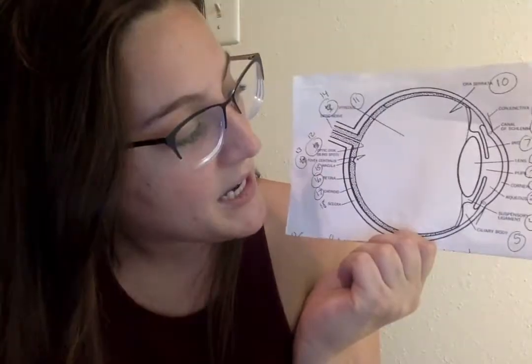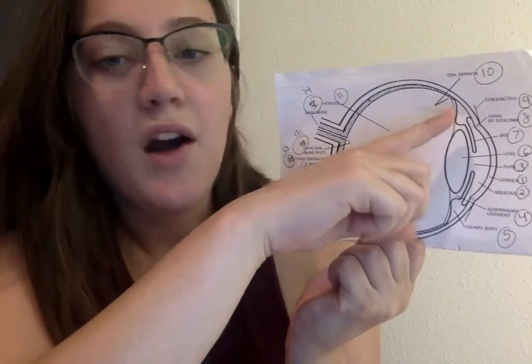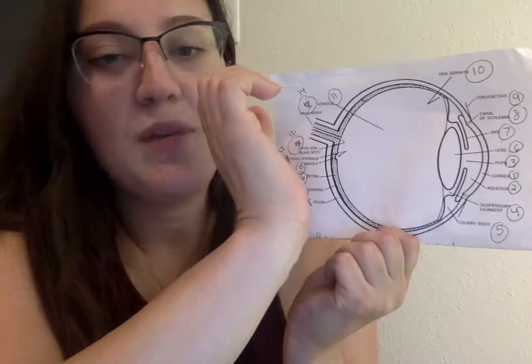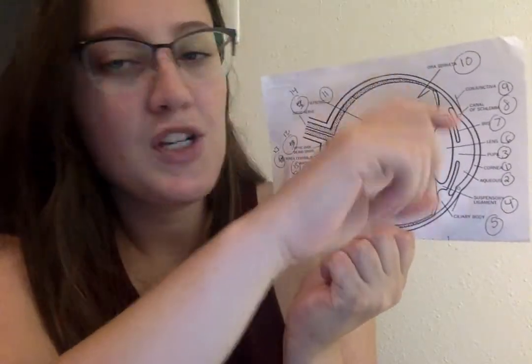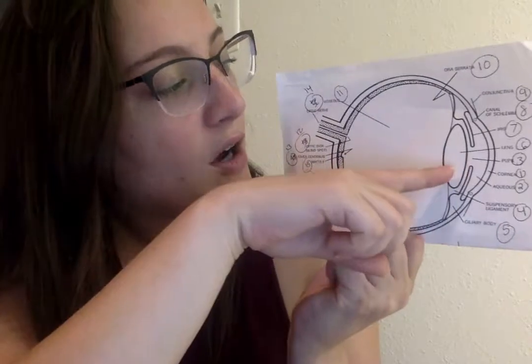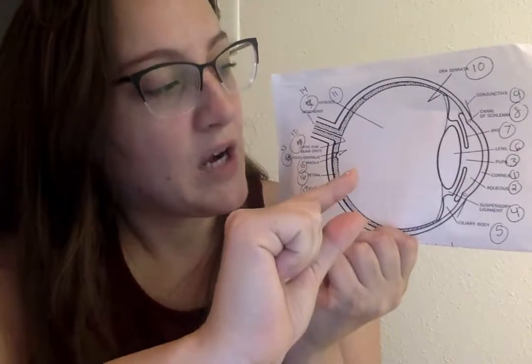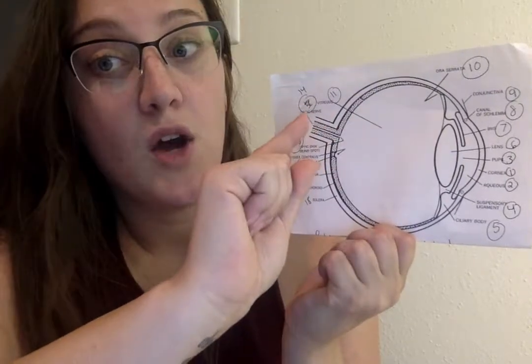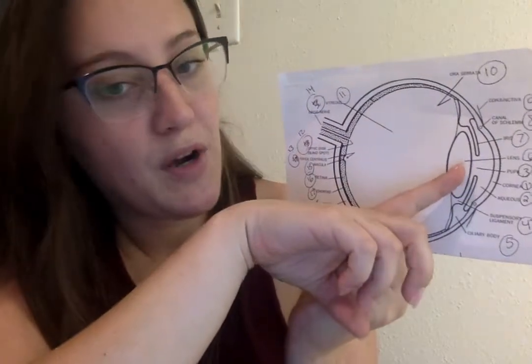Then we will be talking about our lens, which is here. So our lens is going to be the elastic structure within the eye that helps focus images onto the retina. Our lens will either thicken or narrow depending on distance. So if we're looking at something far away versus if we're looking at something close to where we are.